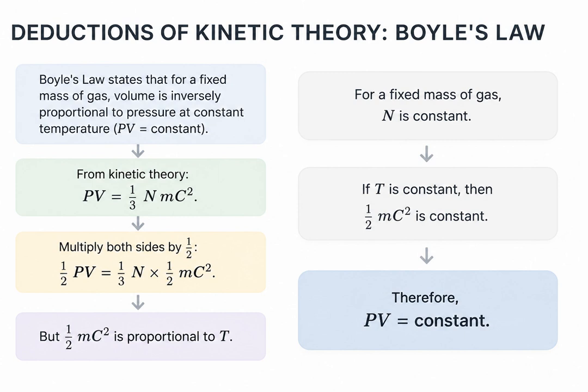We know this kinetic energy is directly proportional to temperature. If the temperature is constant and the number of molecules N is constant for a fixed mass, then the entire right side of the equation is constant. Thus PV equals a constant, proving Boyle's law.